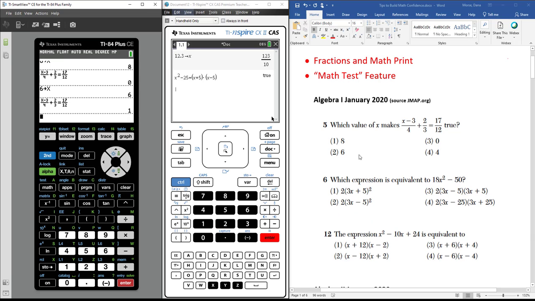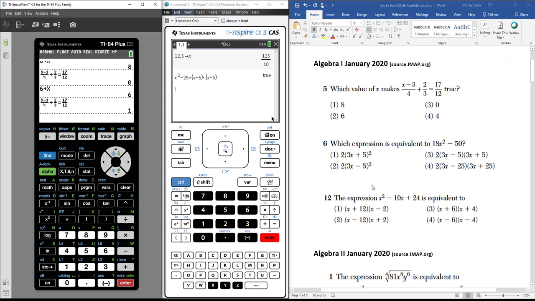Now, question 5 from the January Algebra 1 Regents exam. My source is jmap.org. Love Steve Seibel and Steve Watson. Ian, they're fantastic. Questions like 6, the expression is equivalent. And from the same exam, 6 questions later, another expression is equivalent. To raise the stakes in your classroom, take questions from jmap.org, especially multiple choice, and cover up the answers.